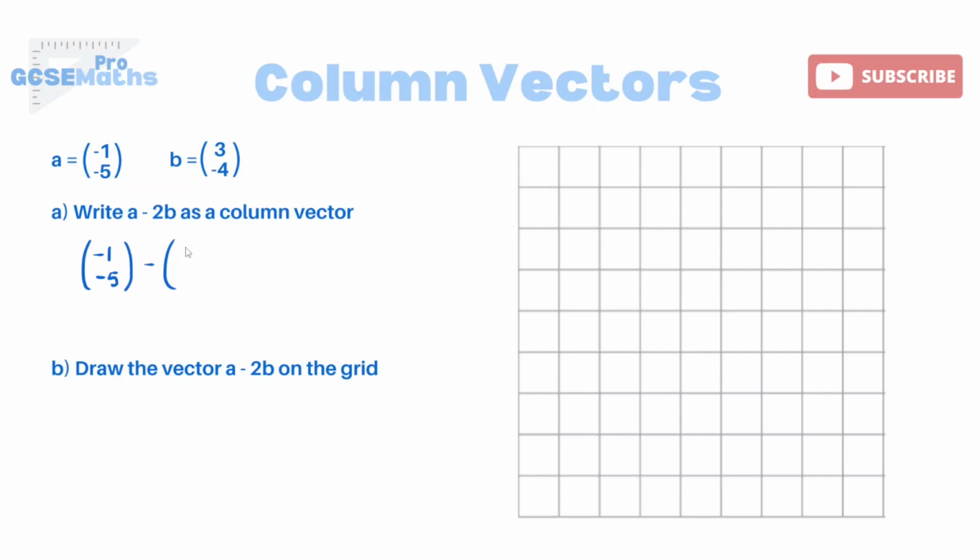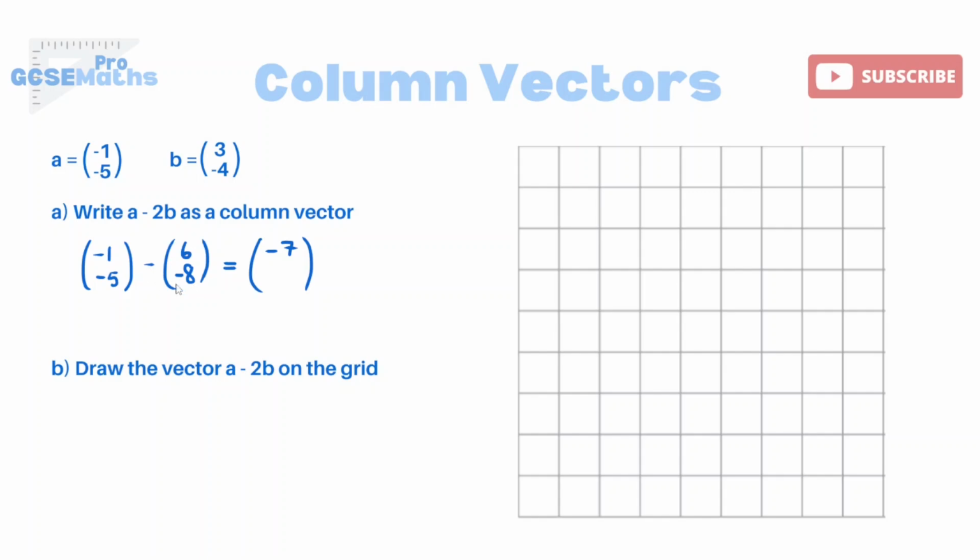Subtract, and then I would work out 2B, so 2 times both numbers in B. So 2 times 3 at the top is obviously 6, and then 2 times minus 4 is minus 8 at the bottom. Now I can go ahead and subtract. Again, the same as with adding, we're going to subtract the top 2 numbers and then the bottom 2, and just deal with any negatives as you normally would deal with negative numbers. So at the top we've got minus 1 take away 6, so that's going to be minus 7.